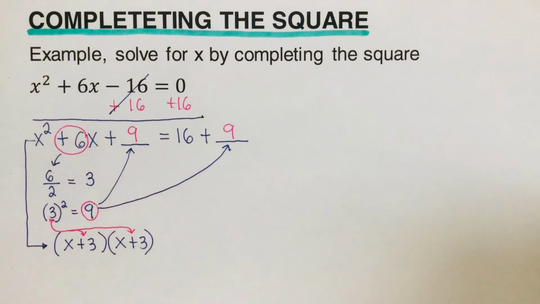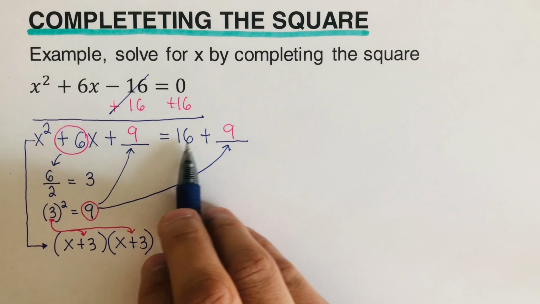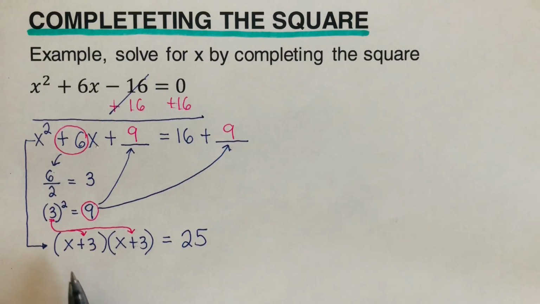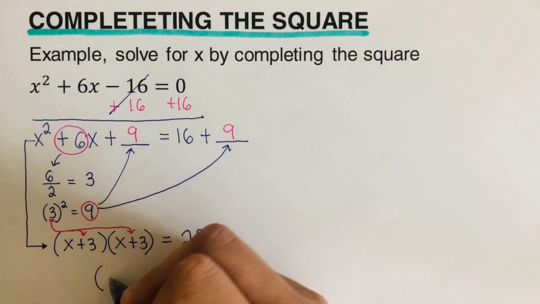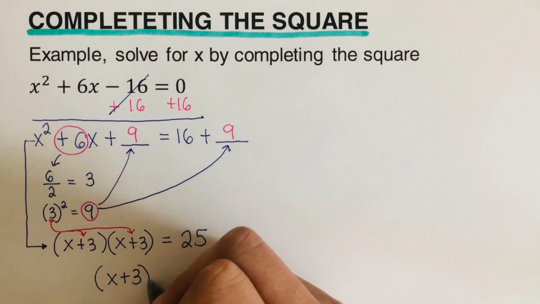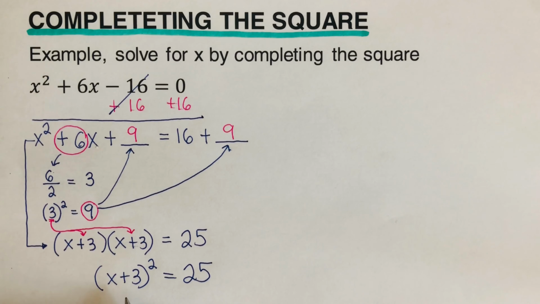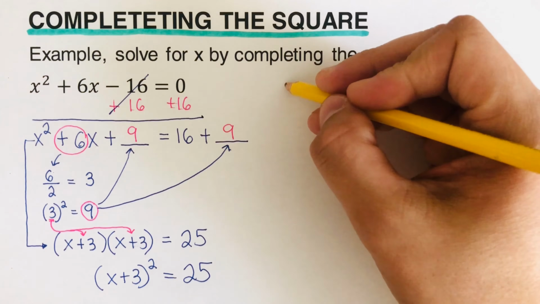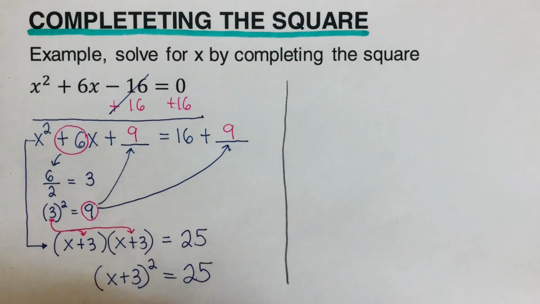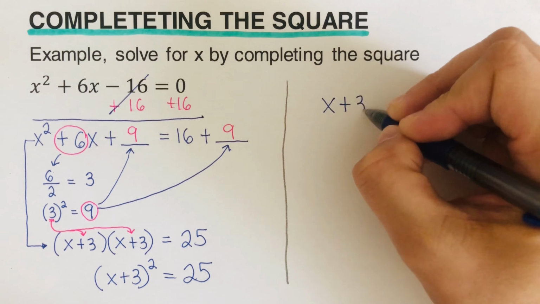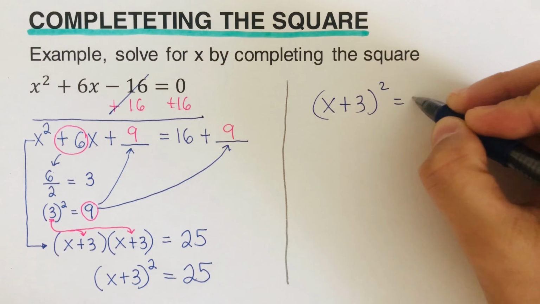So we have to simplify this. 16 plus 9 is 25. Okay, now if there are 2 of them that are the same, I can actually rewrite this as x plus 3 squared is equal to 25. And then from here, we now have a perfect square equation. So then we can already solve for x from here. Using the perfect square equation, I'm going to write that up here: x plus 3 squared is equal to 25.